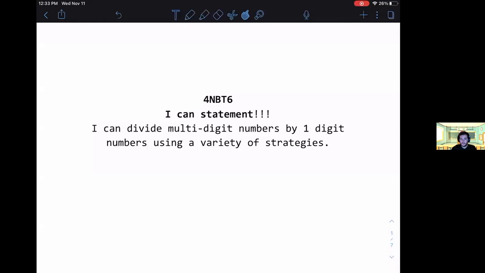Good morning, everyone. We're going to continue our week's goal of 4NBT6. Let's all go ahead and read the I can statement together. I can divide multi-digit numbers by one-digit numbers using a variety of strategies. So we're going to continue doing that.